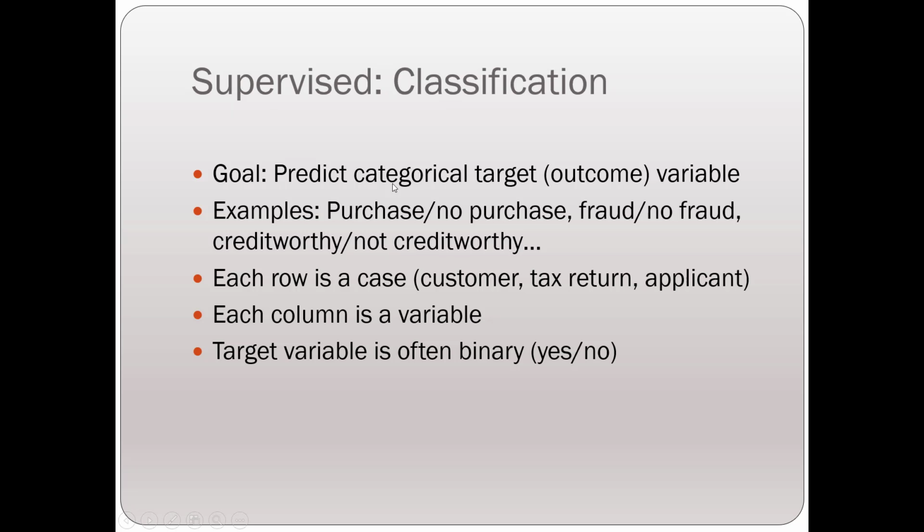Supervised classification is a categorical target, binary or nominal, like purchase or no purchase, fraud or no fraud in transactions, or whether a customer is creditworthy or not creditworthy. These are classification examples. Each row is a case, a customer, and each column is a variable in this data set, and the target variable is very often binary. Nominal is also possible, but in most cases it will be binary.